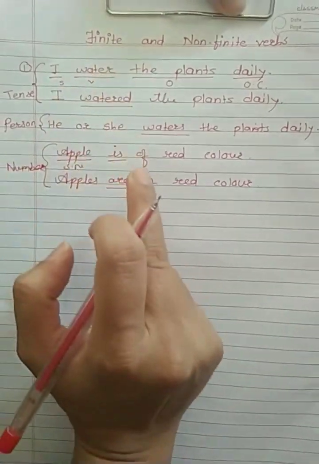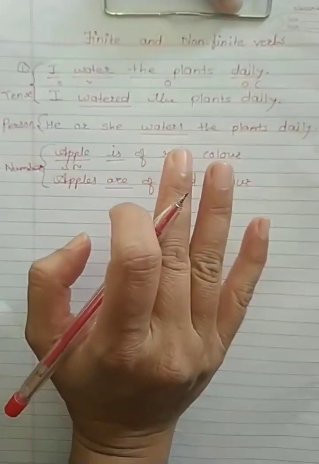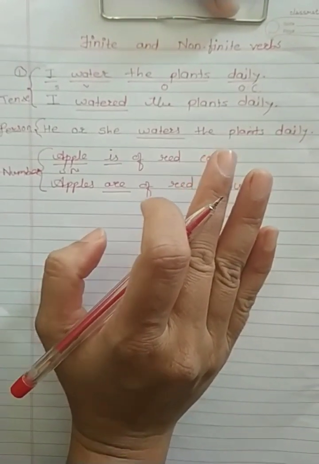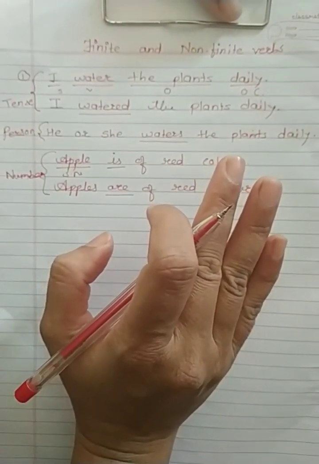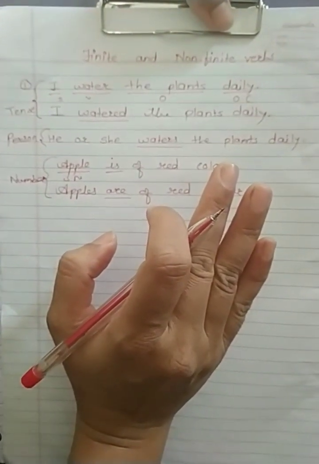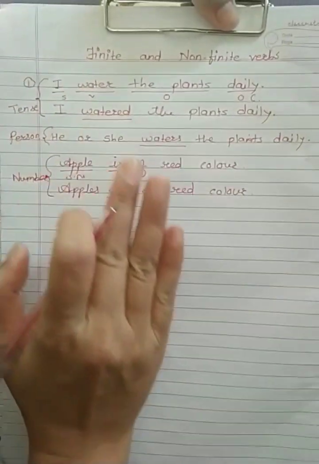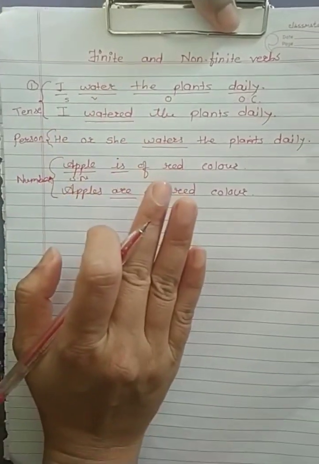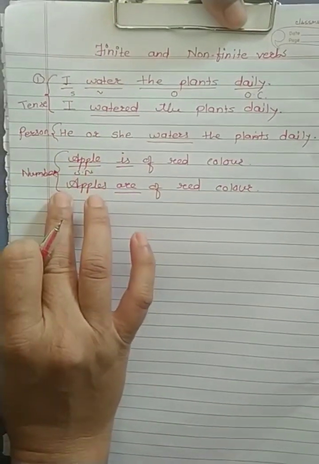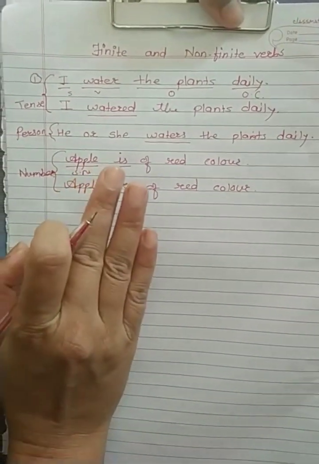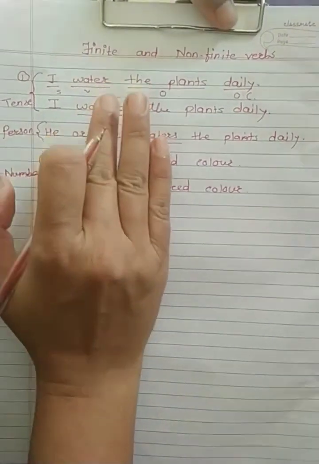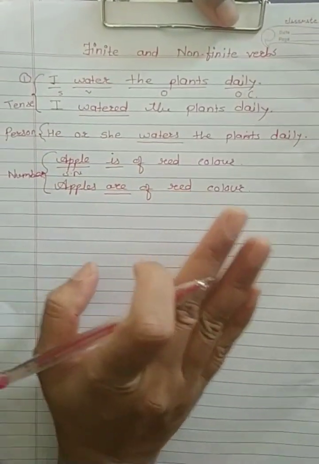as finite verbs. It means a finite verb is bound by tense and must agree with the number and person of its subject. I repeat, everywhere the verb is changing as per tense, person and number. If the verb changes as per tense, person, number, those verbs are called finite verbs.